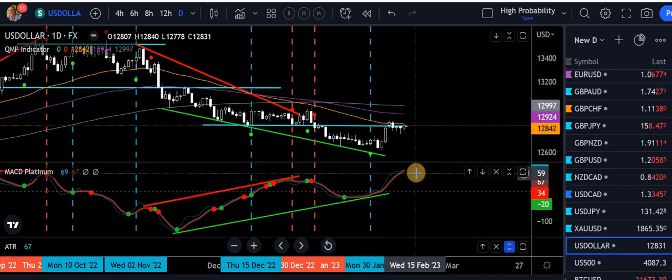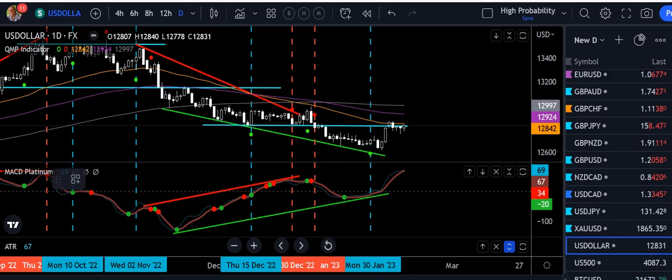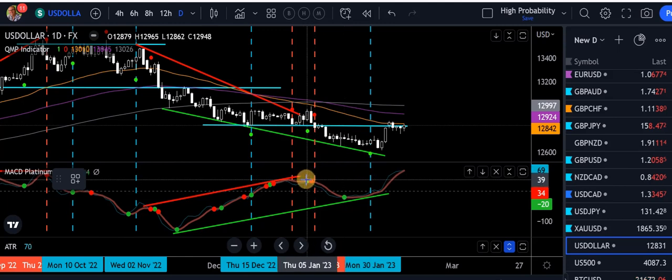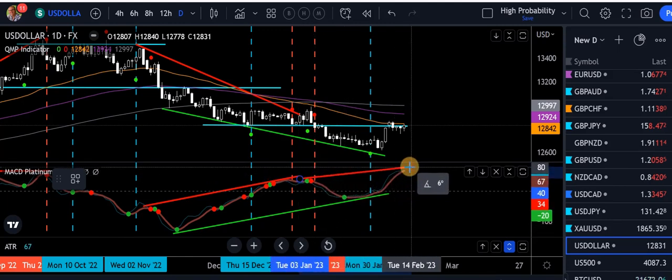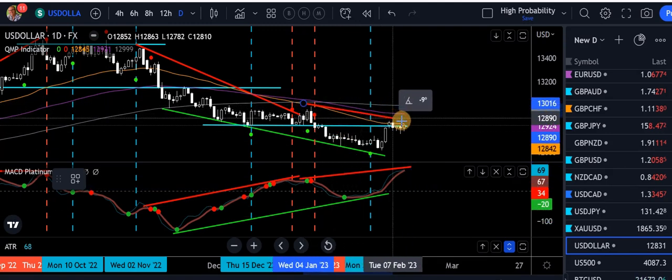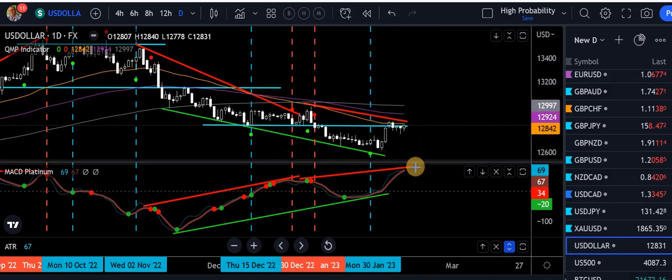Looks like the MACD Platinum's rolling over. You could make an argument for, let's have a look here, we'll draw some divergence lines in here. And this is what I mean by divergence. So here's your high here, and you've got a high in the MACD Platinum. Nothing confirmed yet, just preparation, potential. So there's a potential hidden bearish divergence forming there. If we've got a sell signal, then it'd be confirmed.